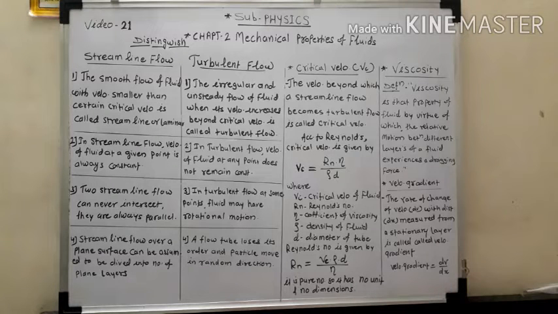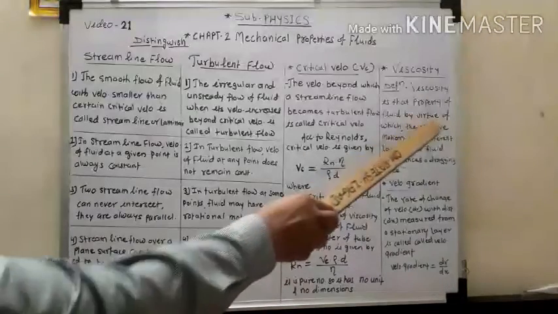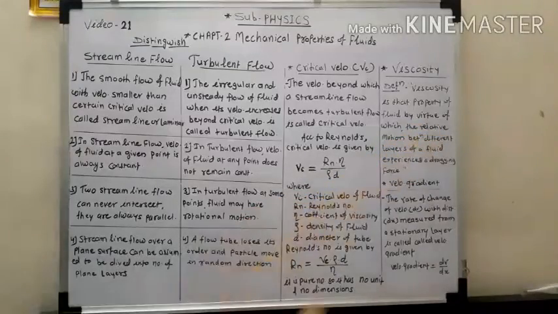Now we define viscosity. Viscosity is the property of fluid by virtue of which the relative motion between different layers of the fluid experiences a dragging force. We consider here the stationary layer, then the layers with velocities v plus dv, v and v minus dv, at distances x minus dx, x and x plus dx from the stationary layer.